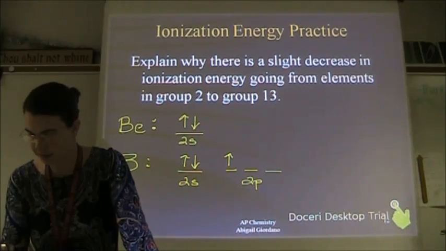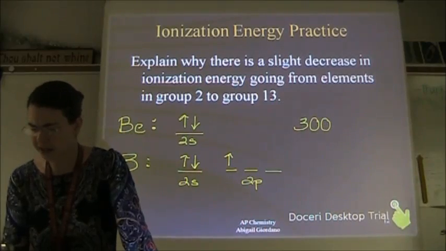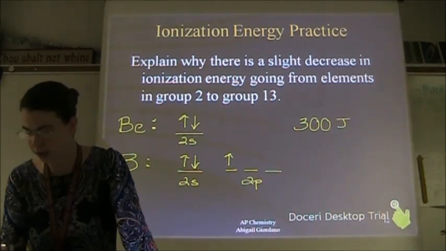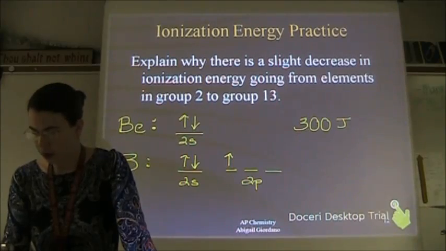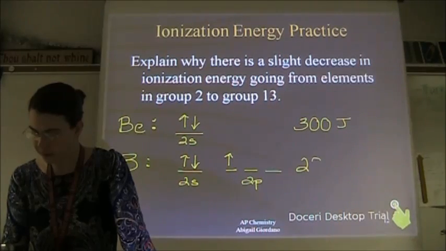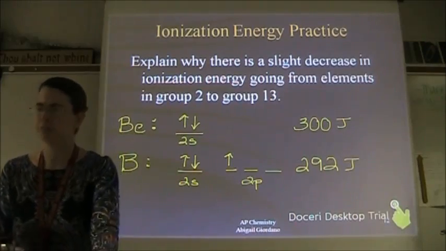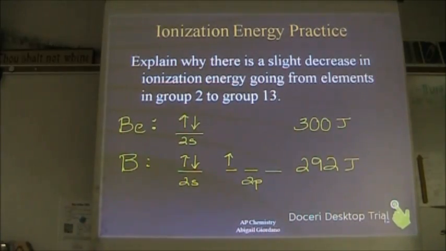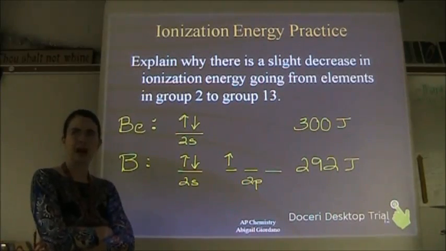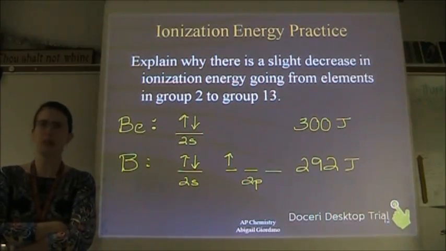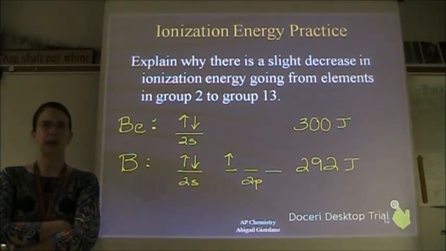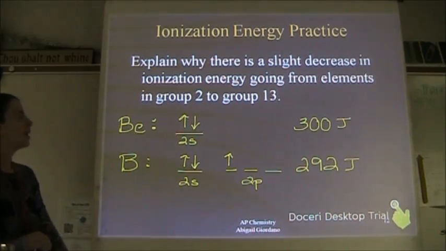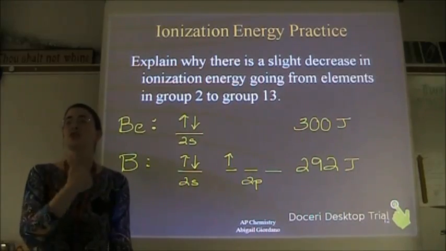Let's say this has a first ionization energy of 300 joules, and this one has a first ionization energy of that. Well, wait a second. Wait just a darn second. Didn't we just say moving from left to right, ionization energy increases? Isn't that what we just said? So I've been lying to you this whole time? No. There are exceptions to the rule, okay?